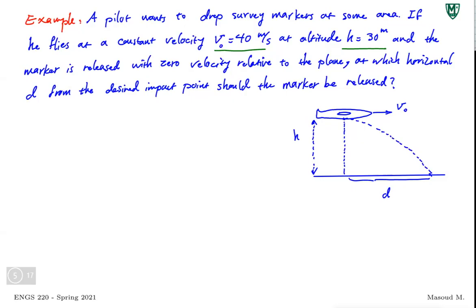Now the question is, if the plan is to make sure this marker gets to this point right here at distance d, we know where the plane is. We want to know the distance d at which the plane should release this marker to make sure it hits exactly this point right here. So distance d would be how far the plane should be horizontally, on the x-axis or on the ground, basically, from the point when it releases that marker to make sure the marker hits that specific point.